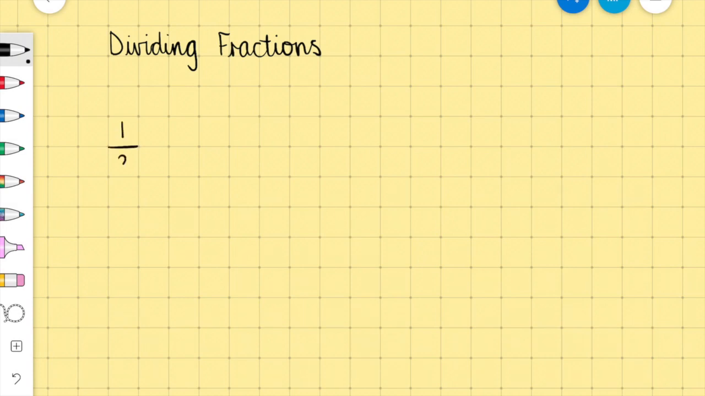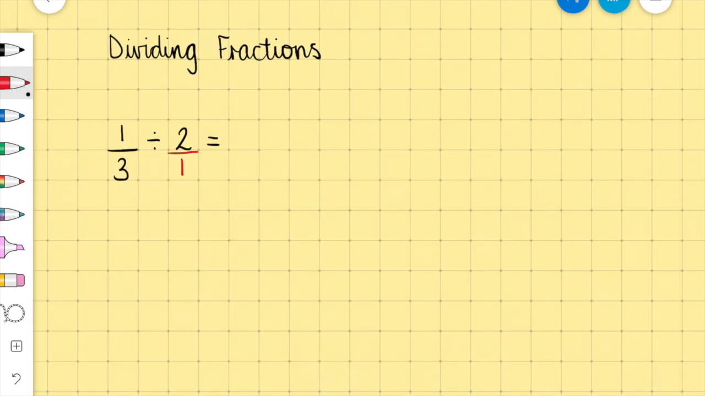So here we can see a problem. We've got 1/3 and we need to divide that by 2. Now the first thing that we have to do is turn the 2 into a fraction. Because it is a whole number, what we do is put it over 1. So it's 2 wholes, so it's 2 over 1.